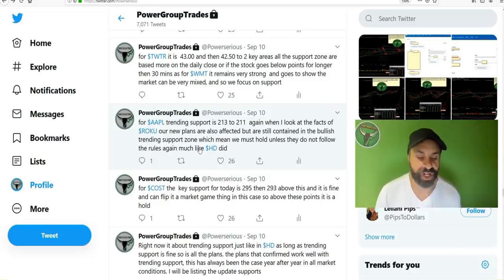All right, so on September the 10th, of course, Apple was chopping a bit, right? So what I'm telling people here is for Apple, trending support is 213 and 211. We didn't touch very long any of those support trends. Again, when I look at all the facts, our plans are also affected, but are still contained in the bullish trending support zone, which means we must hold unless they do not follow the rules.